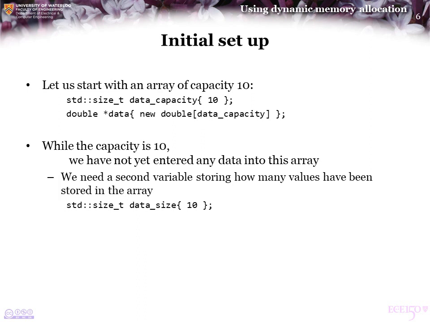To store how much data has actually already been received from the user, that is, how many entries have been filled in the array, we're going to have a local variable data size. So capacity is the total number of entries the data can hold. The size is the total number of datums that the array actually does hold. This naming convention is used throughout the standard template library.